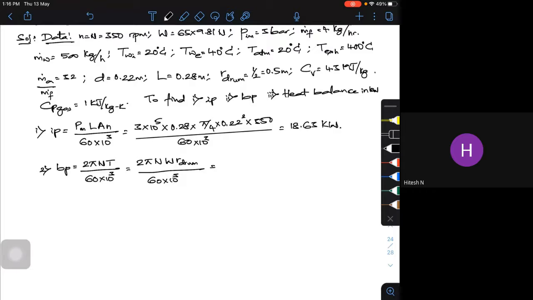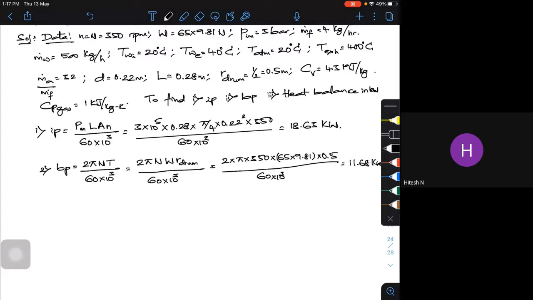So let's substitute everything. 2 into pi into N, where N is 350. Your weight is 65 into 9.81, that is in newtons, into your radius of the drum, which is 0.5, whole thing divided by 60 into 10 to the power of 3. If I substitute everything, I am getting around 11.678, so 11.68 kilowatts. So brake power is 11.68 and indicated power is actually 18.63. So both the things are known.